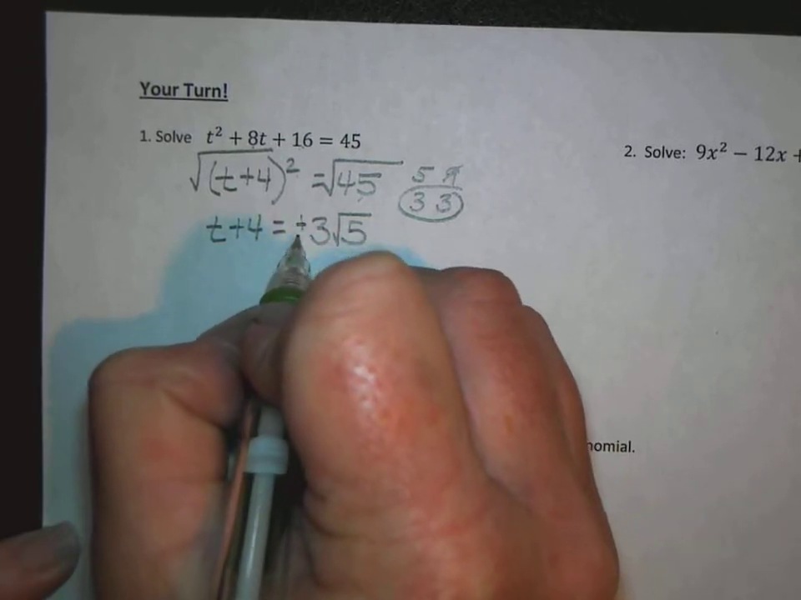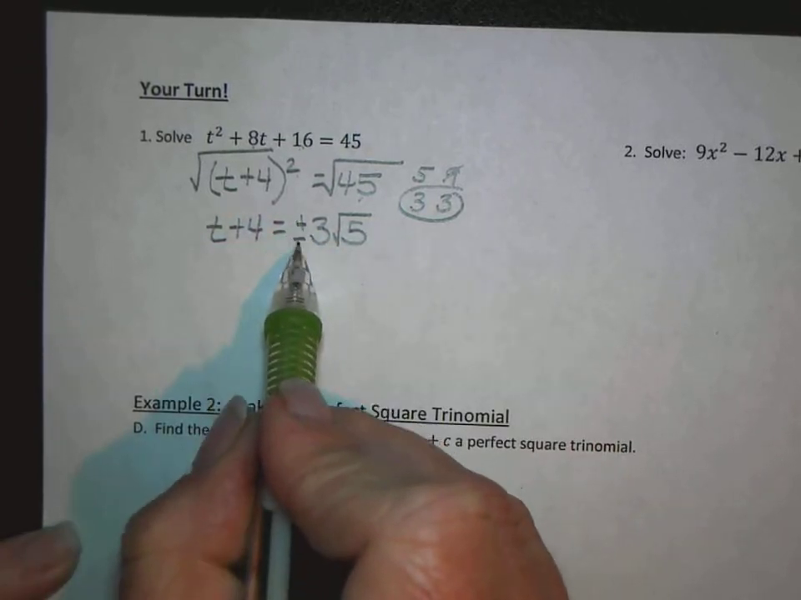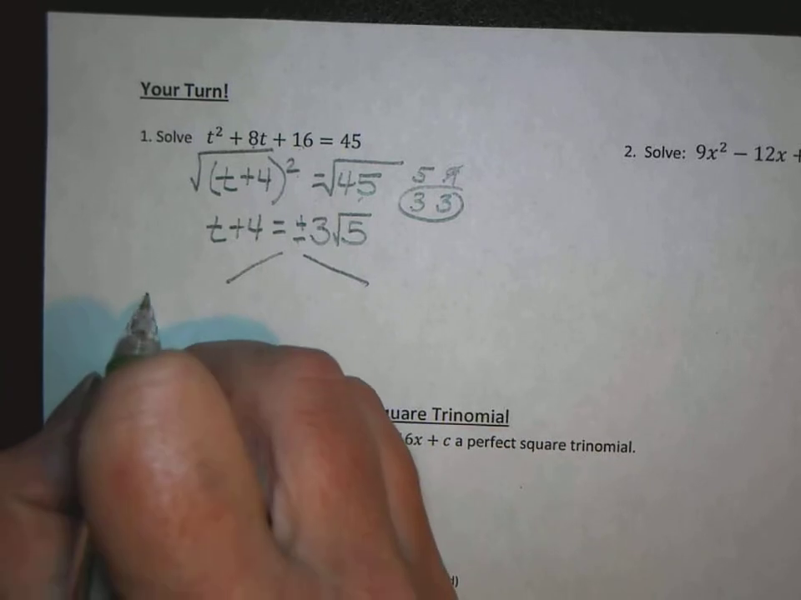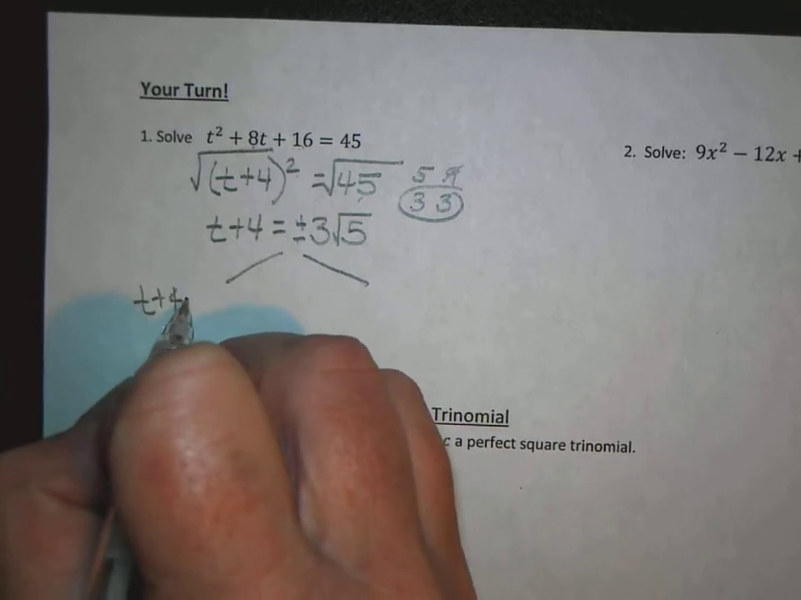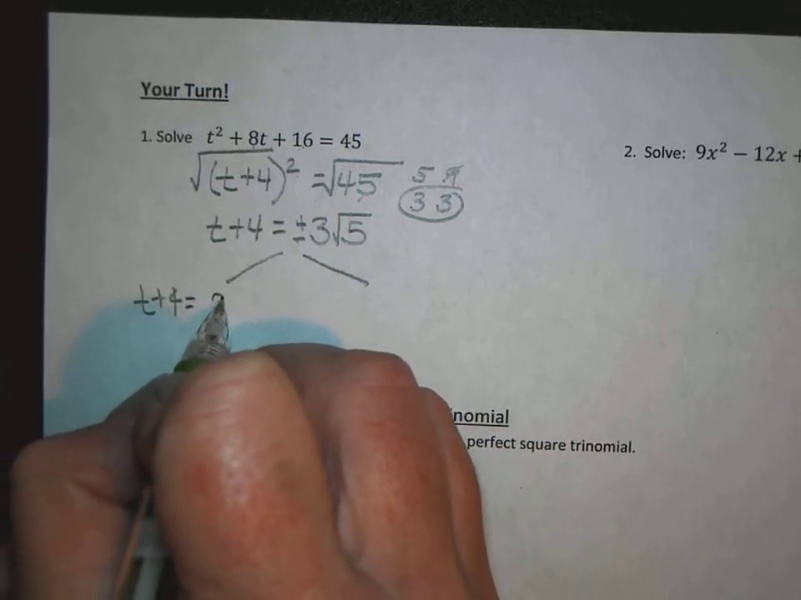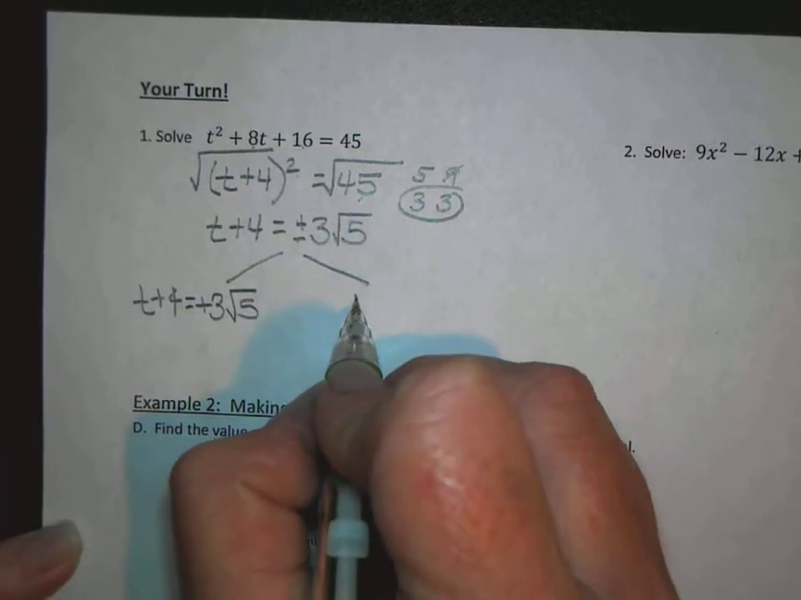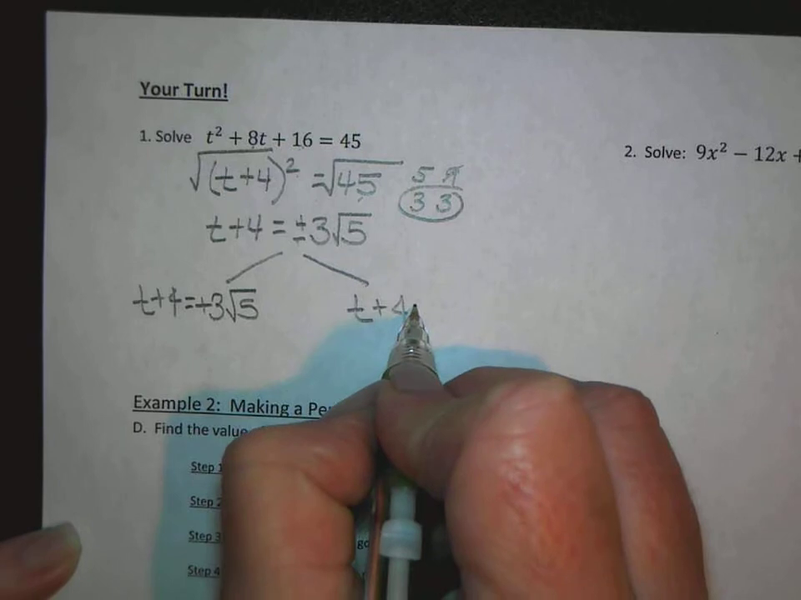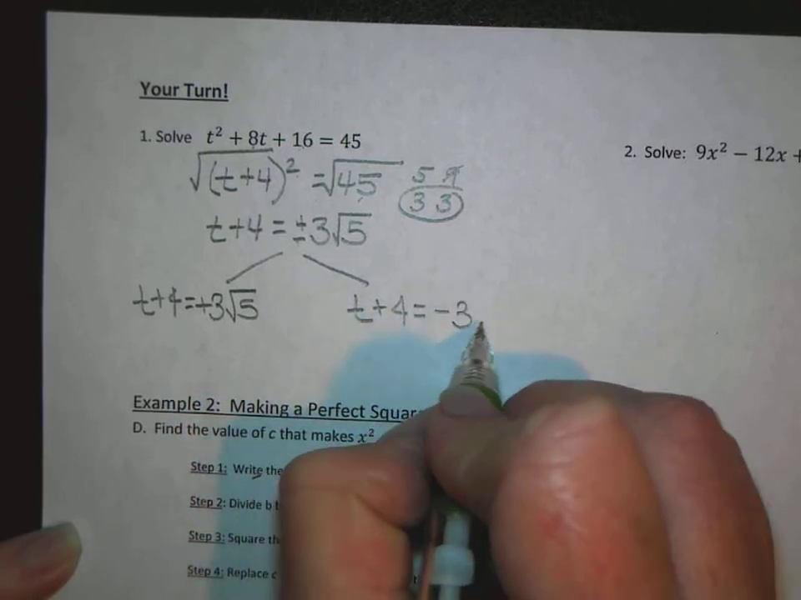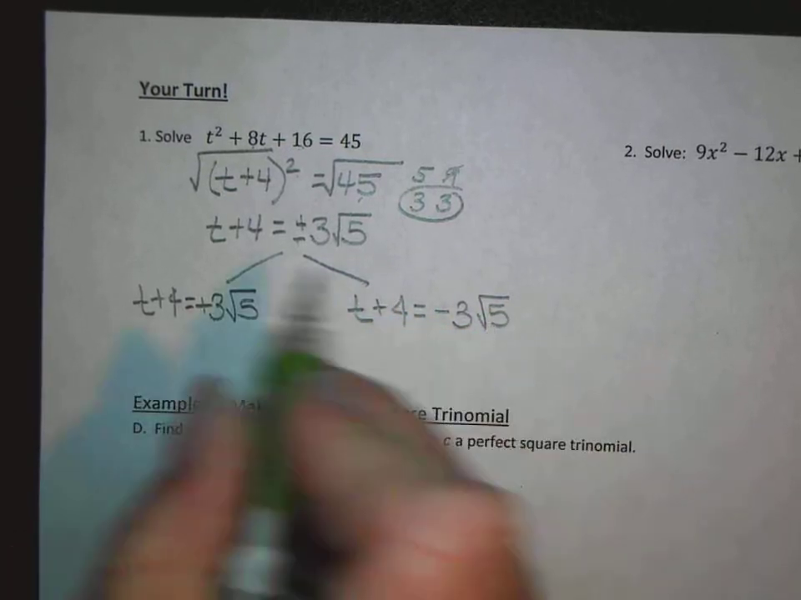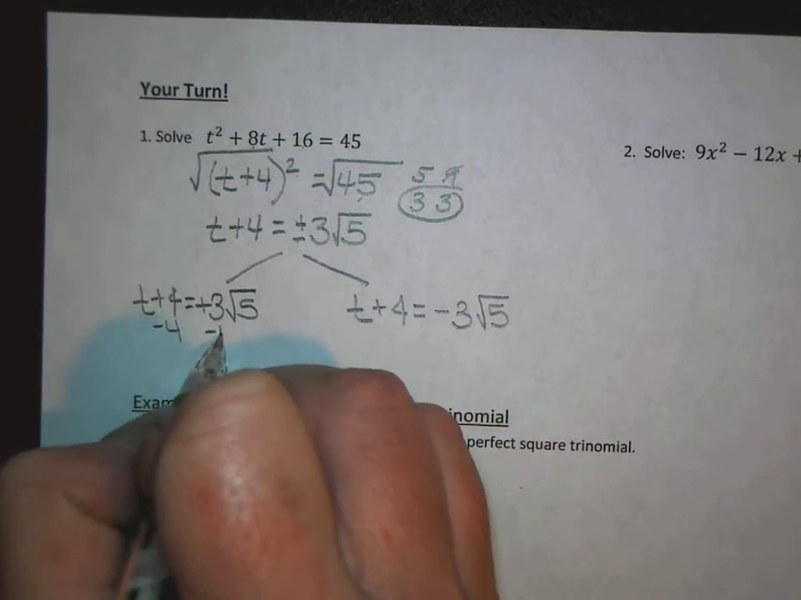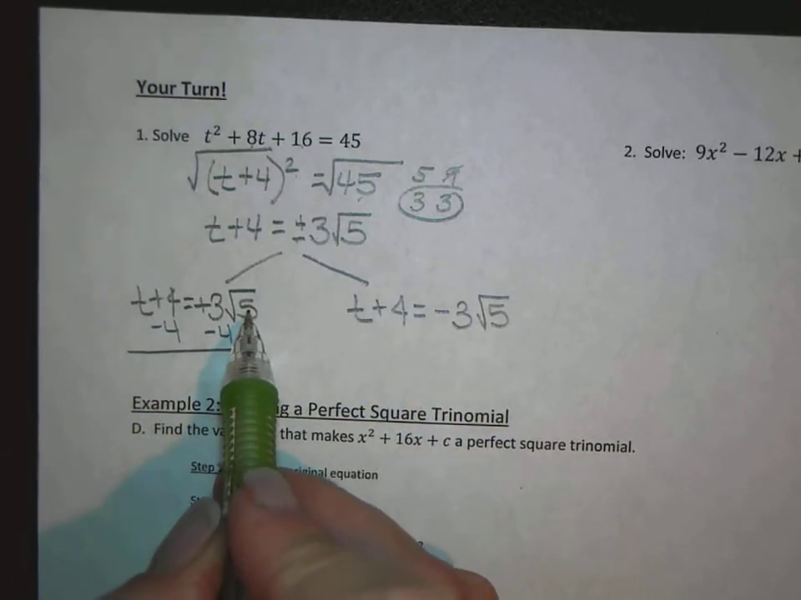Remember, it's plus or minus. So because you have a plus or minus, that gives you two different problems. So you're going to have t plus 4 equals positive 3 square roots of 5. You want to put the plus in front, you can. t plus 4 equals negative 3 square roots of 5. Subtract 4 from both sides. Because this is a square root of 5 and this is 9.